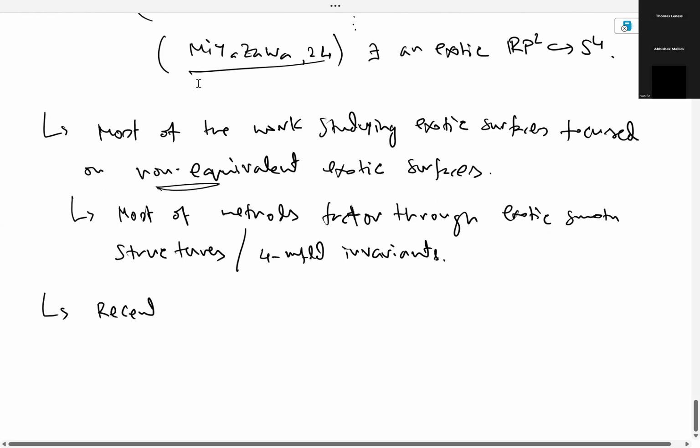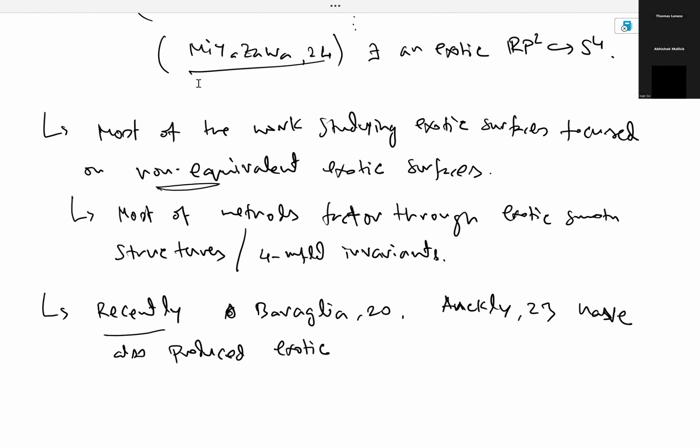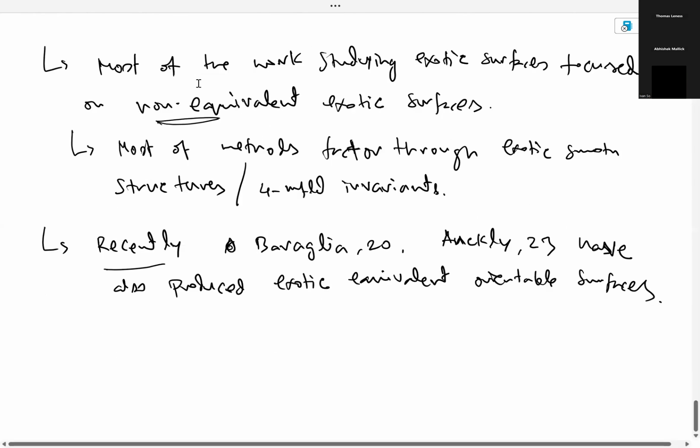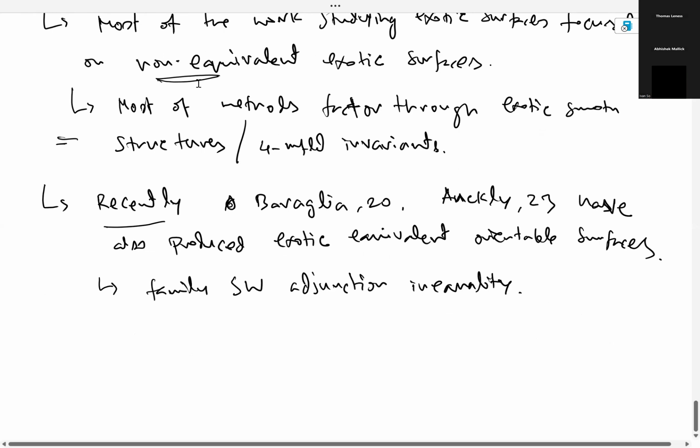So recently, the work of Baraglia and Oakley have also produced exotic equivalent orientable surfaces. So the underlying tool that they use is slightly different from the tools used here. What they use is what's called an adjunction inequality for family Seiberg-Witten theory. There has been many other works that go along this line of producing exotic surfaces that are equivalent.